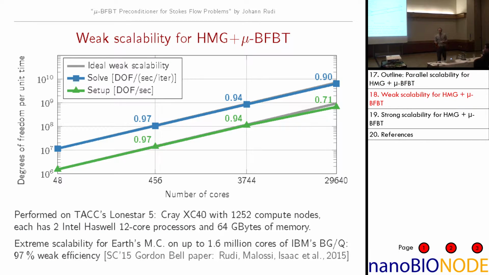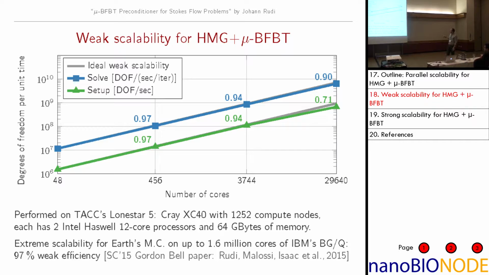Now, finally, the parallel scalability. I was using a machine at the Texas Advanced Computing Center. It has been set up just in January. It has up to 30,000 cores, which I almost use all of them. It's an Intel Haswell architecture. And what I show you here is the weak scalability for the solve. It's normalized for the varying degrees of freedom or number of iterations it took. And then also the setup time.